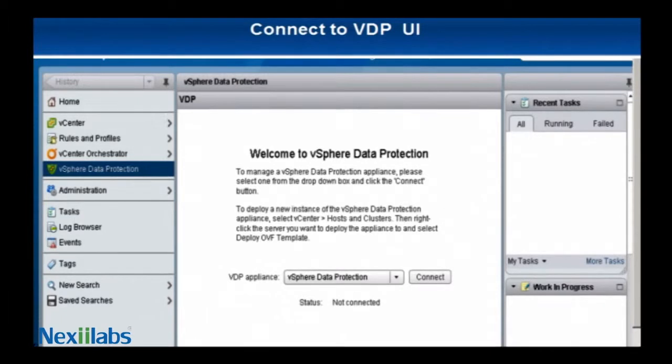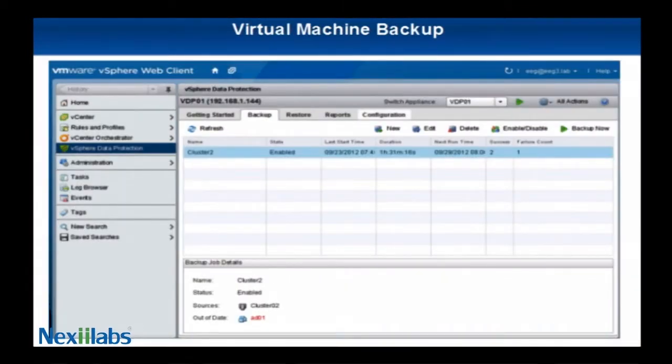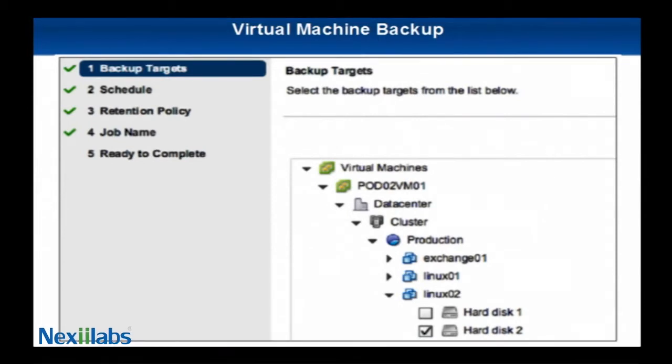After the installation is done, install the VDP plugin in your vSphere web client and then connect to the appliance. Creating and editing a backup job is accomplished using the Backup tab of the VDP UI in the vSphere web client. Individual virtual machines can be selected for backup. Users also can select specific virtual machine disks for backup.